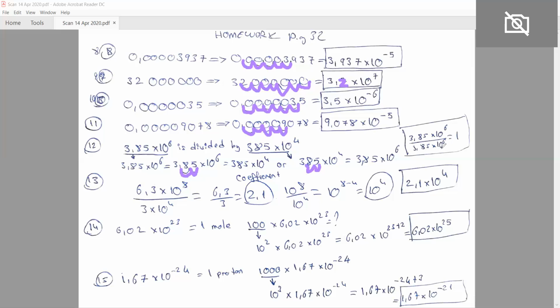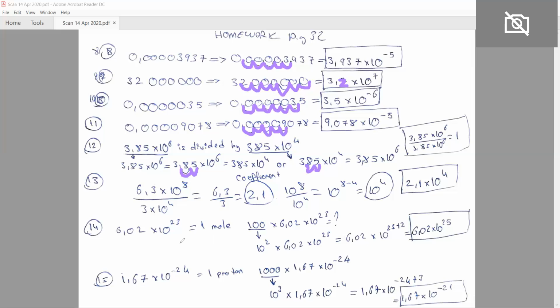So then I'm going to say 385 times 10 to the power of 6 divided by 3,85 times 10 to the power of 6. Or you can say 385 times 10 to the power of 4 divided by 385 times 10 to the power of 4. Then your answer again is going to be 1, because look at this now. Everything is the same. It's just the same as 3 divided by 3 or 4 divided by 4. Because the same number is divided by itself, guys, your answer is going to be 1. Okay.